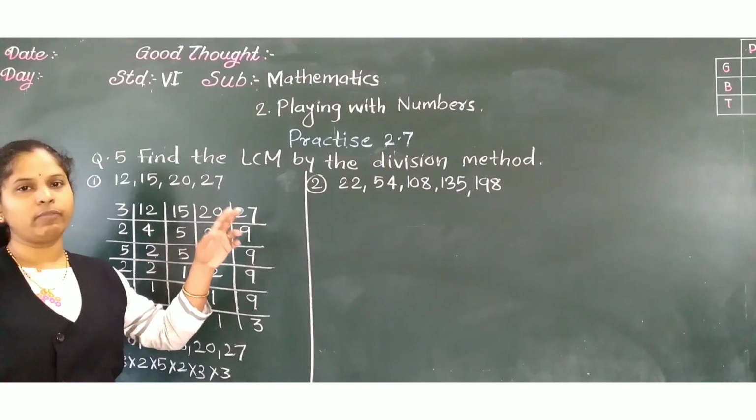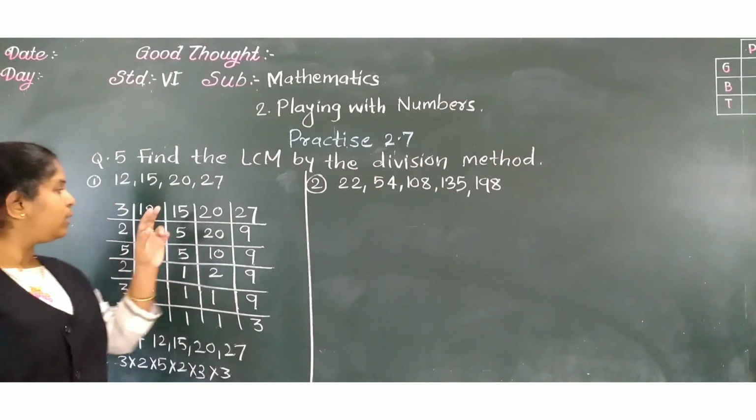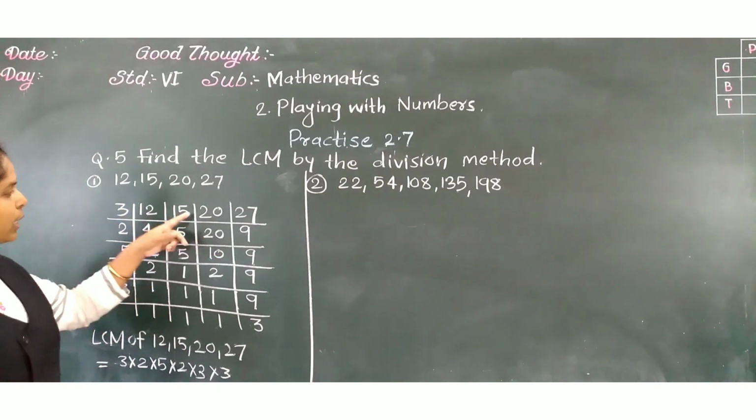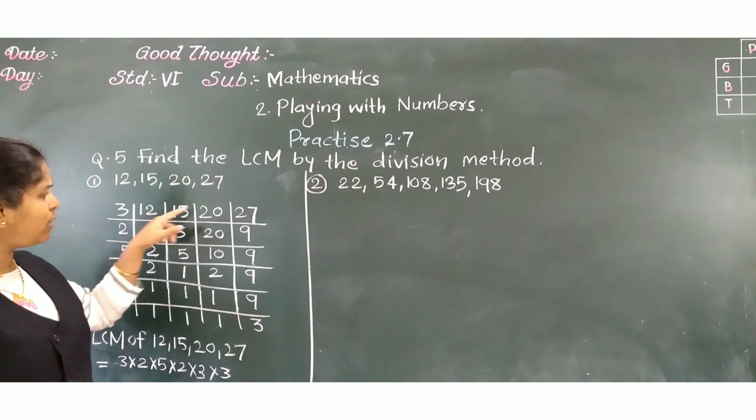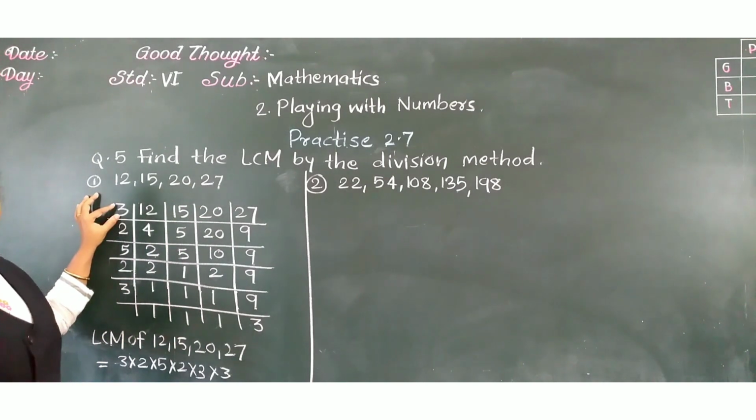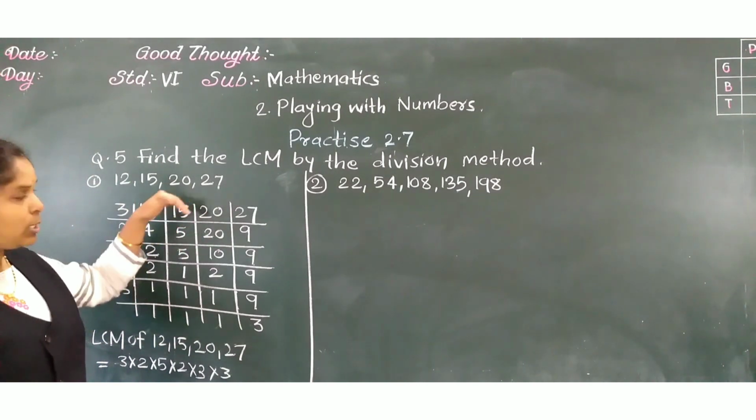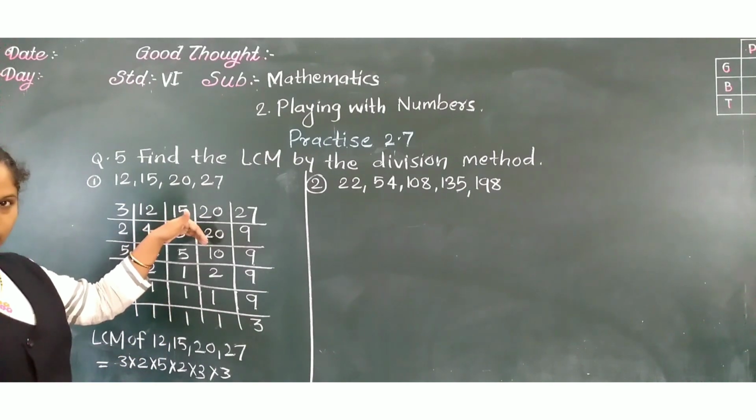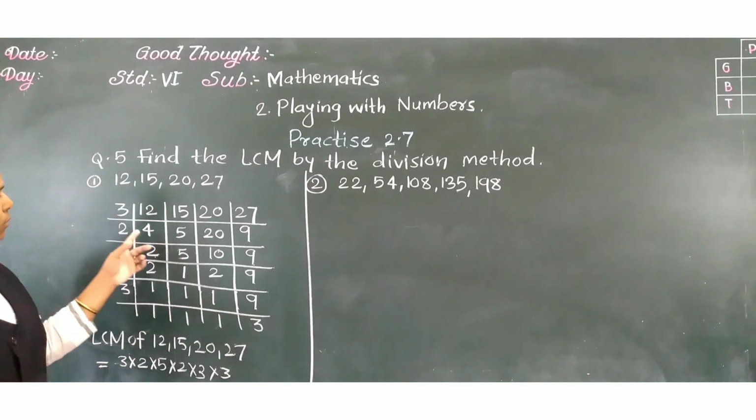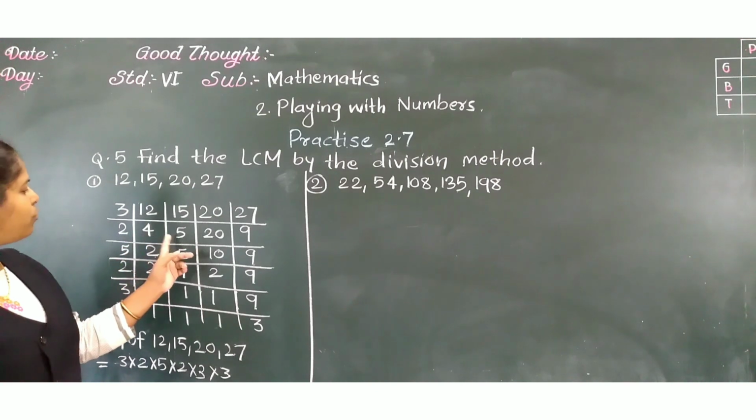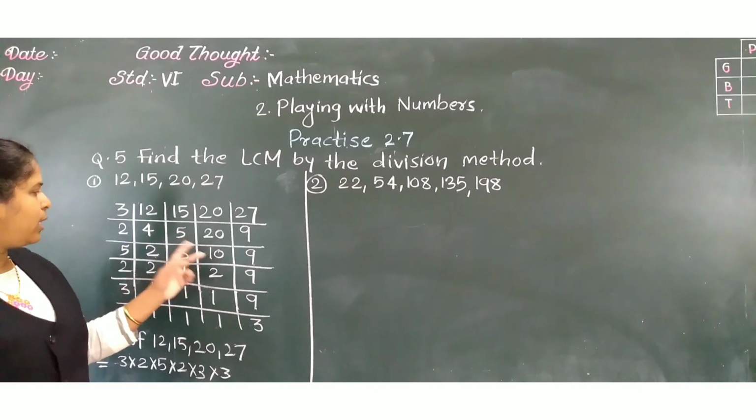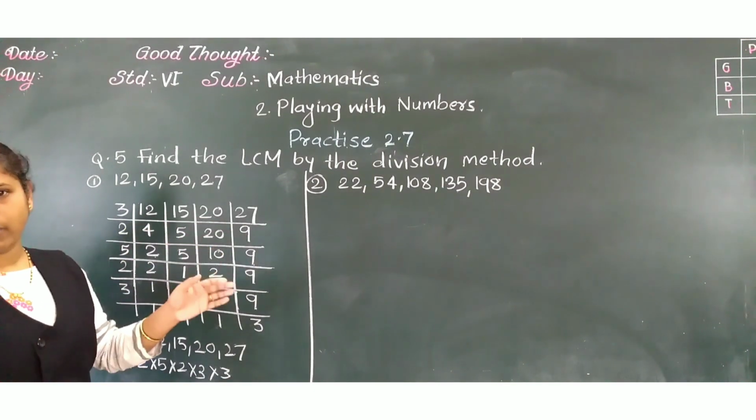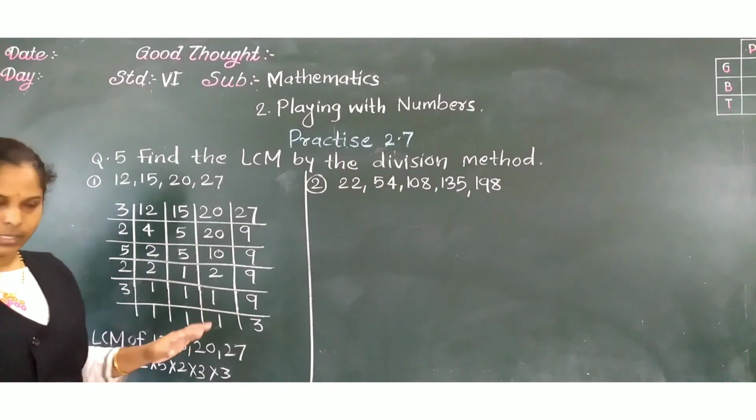Whatever numbers are divisible by any one number, I go on dividing. And here see, these 12, 15, 27 are divisible by 3. But 20 was not divisible. So, which are not divisible, keep as it is. Take it down as it is. Then again, 12 and 20 are divisible by 2. So divide them. And others which are not divisible, you can write as it is.